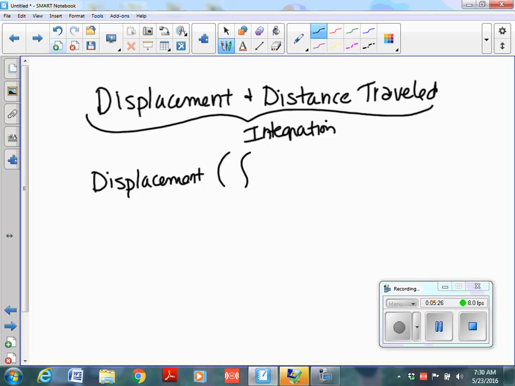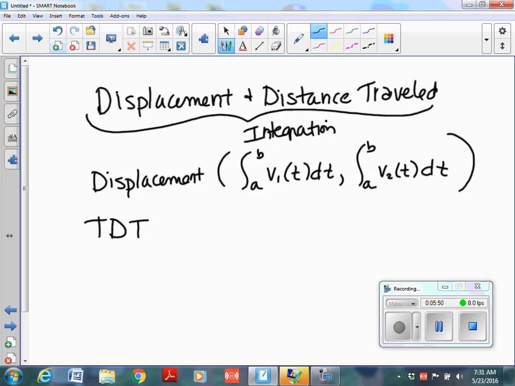You're going to integrate from some a to b, some vector 1 of t dt. And then the other one is going to be from a to b, vector 2 of t dt. Okay, that's how you find the displacement of a vector. And how do you figure out total distance traveled? You integrate from a to b the absolute value of v of t dt.